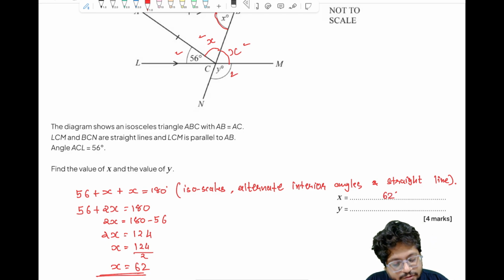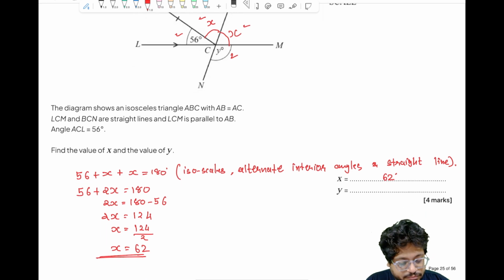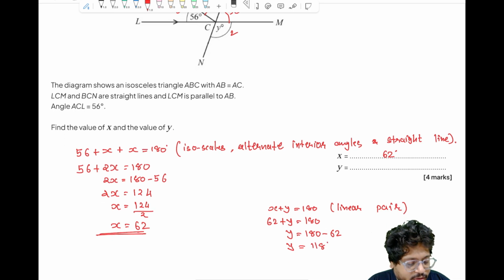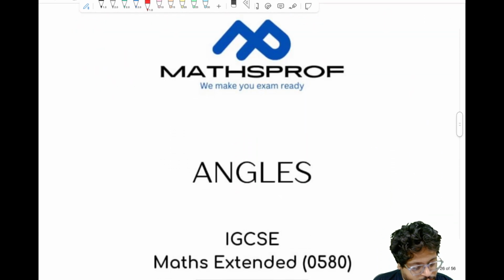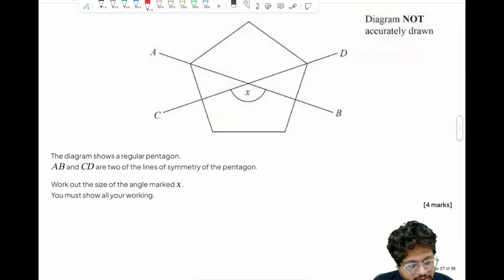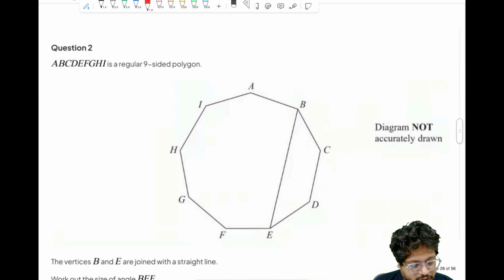Now if you see this x and y, they are a linear pair of each other, correct? So x plus y is equal to 180. The reason is linear pair. So 62 plus y is equal to 180. So y will be 180 minus 62, so 118. So y is 118. Clear? Oh, there is a fourth worksheet also. Anyways, this is symmetry. Just leave it. Not that important.